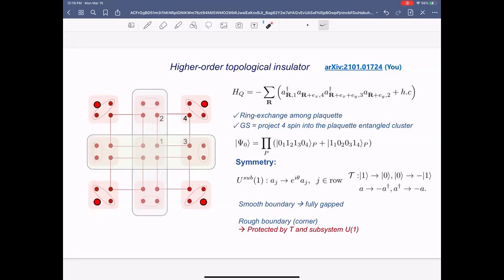What is tricky is what would happen at a rough boundary. If we have a corner, this corner would contain an additional spin-1/2 degree of freedom, which cannot be gapped out if we have time reversal symmetry and a subsystem U1 symmetry. So this is what they call a higher order topological insulator, where the charge degree of freedom inside the bulk and the smooth boundary are fully gapped, but there exists a free spin-1/2 zero mode localized at the corner, which is protected by symmetry.